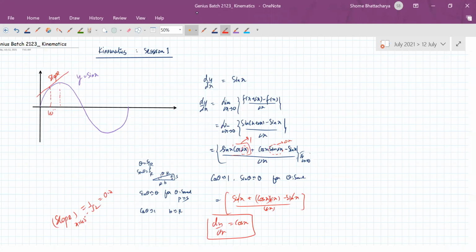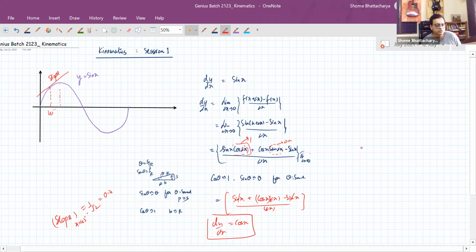But sir, what does it mean that it's cos x? Its value comes from cos x, no? Just like y is equal to x square, dy by dx is what? 2x. So this is the derivative of this function. So the value of the derivative at a point is basically what? The slope. So like that, cos x is the derivative of the function sin x. So at any point on the graph of sin x, the value of the slope of the tangent is what? The value of cos x at that point.